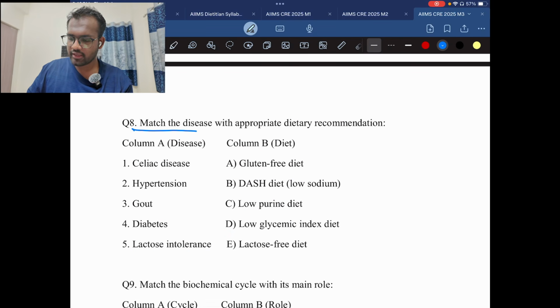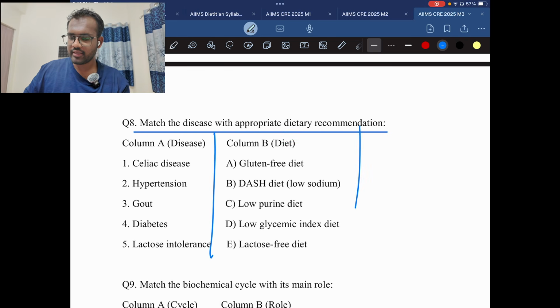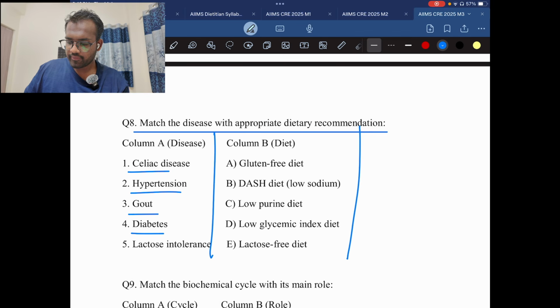Question number 8. Match the disease with appropriate dietary conditions and recommendations. They have given the diseases here and they have given the condition, what we need to avoid, or what dietary recommendation or approaches we need to follow. Celiac disease, hypertension, gout, diabetes, and lactose intolerance. We have talked about this many times.